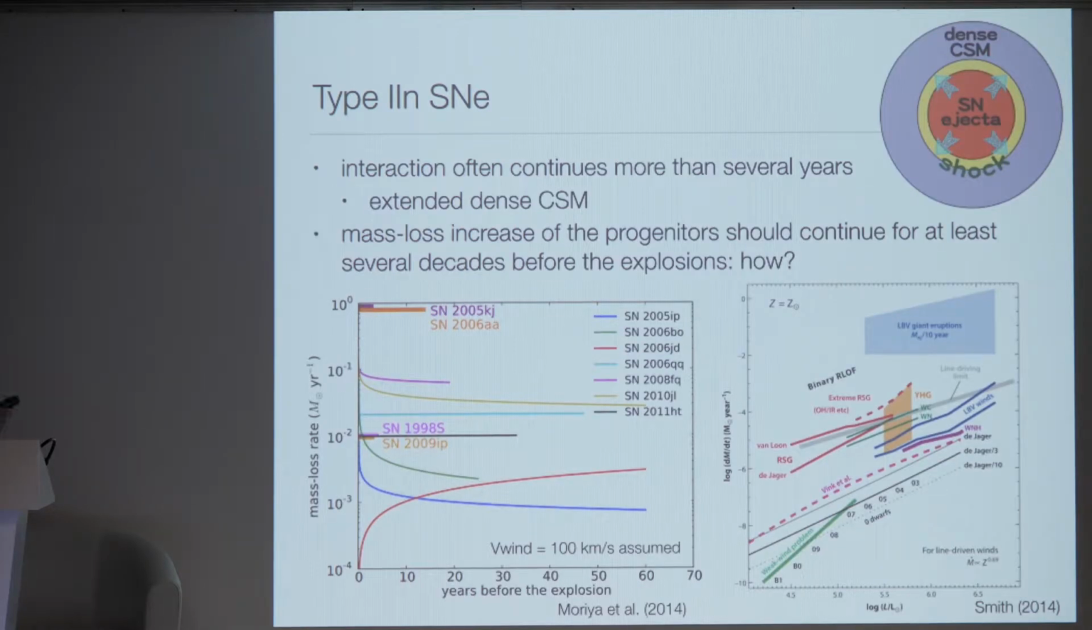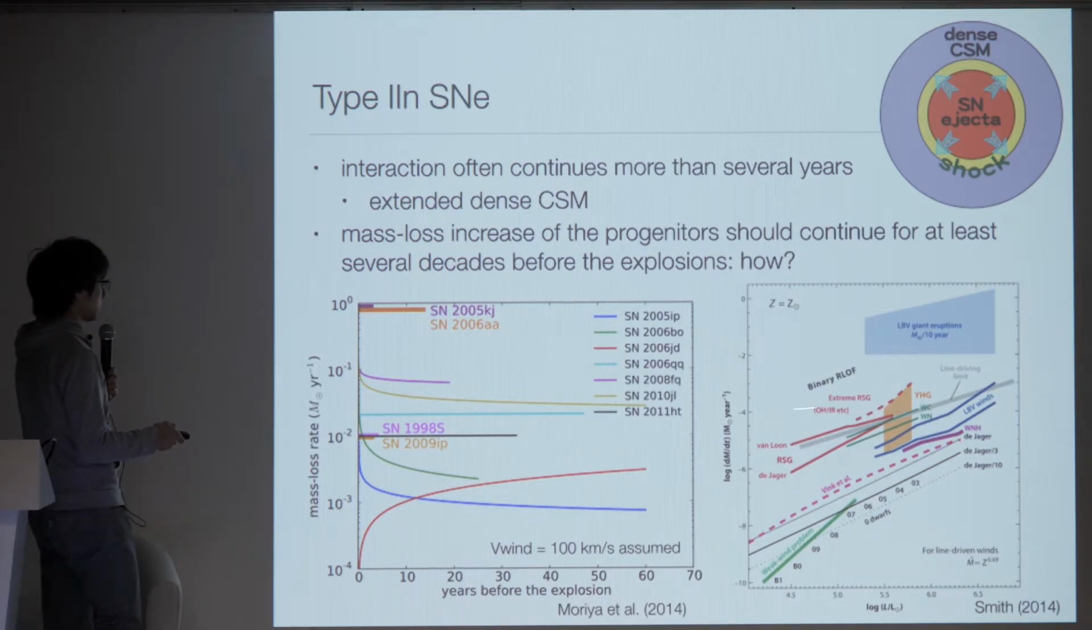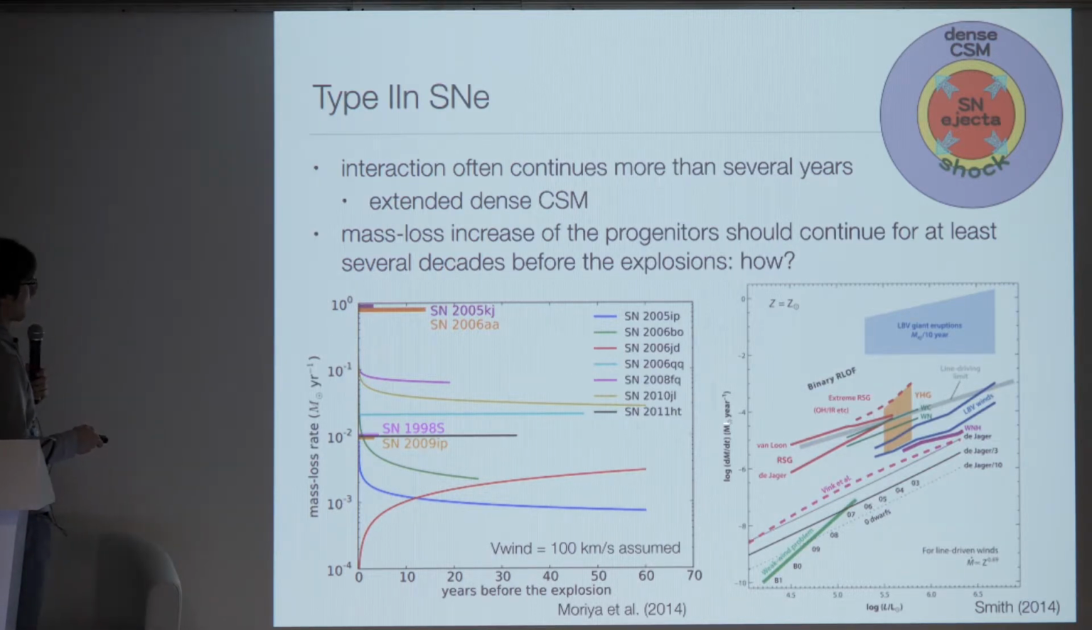So we can see several things. One thing is as expected: the mass loss rates we get from type 2n supernovae are typically higher than 10 to the minus 3 solar mass per year. And as we saw, the normal stars we observe have mass loss rates up to 10 to the minus 4 solar mass per year. So these type 2n supernova progenitors somehow have a large mass loss rate just before the explosion.